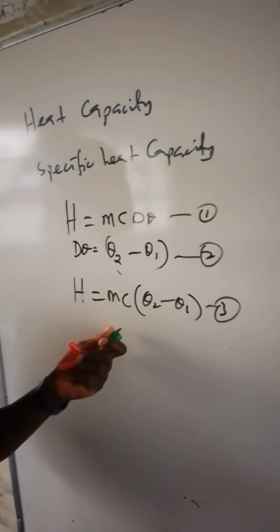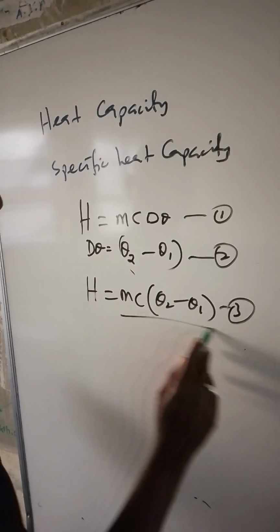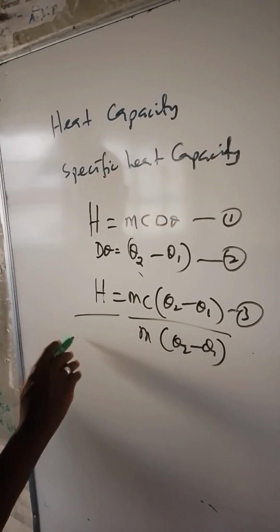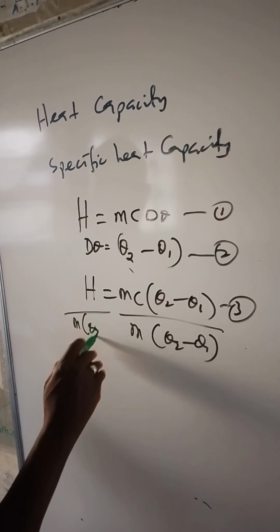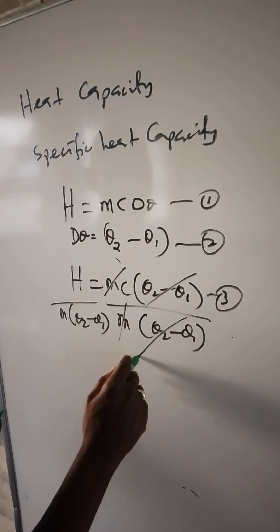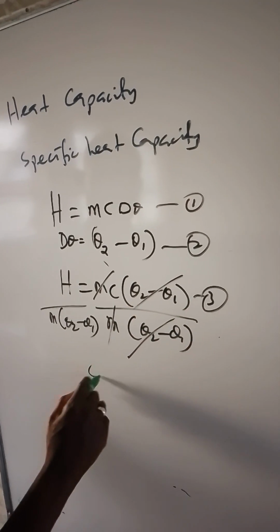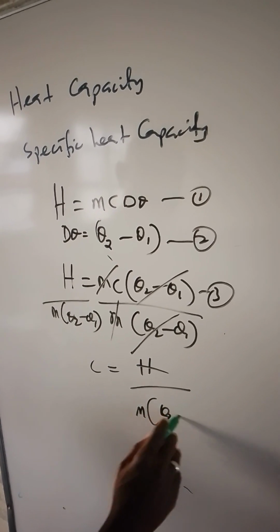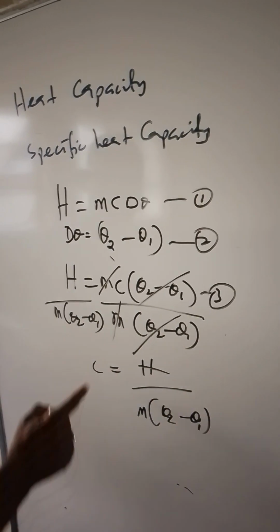If you are asked to make C the subject of the formula, we divide both sides by M change in theta, that is M times theta 2 minus theta 1. M cancels M, theta 2 minus theta 1 cancels theta 2 minus theta 1, and we have C is equal to H over M bracket T2 minus T1, respectively.